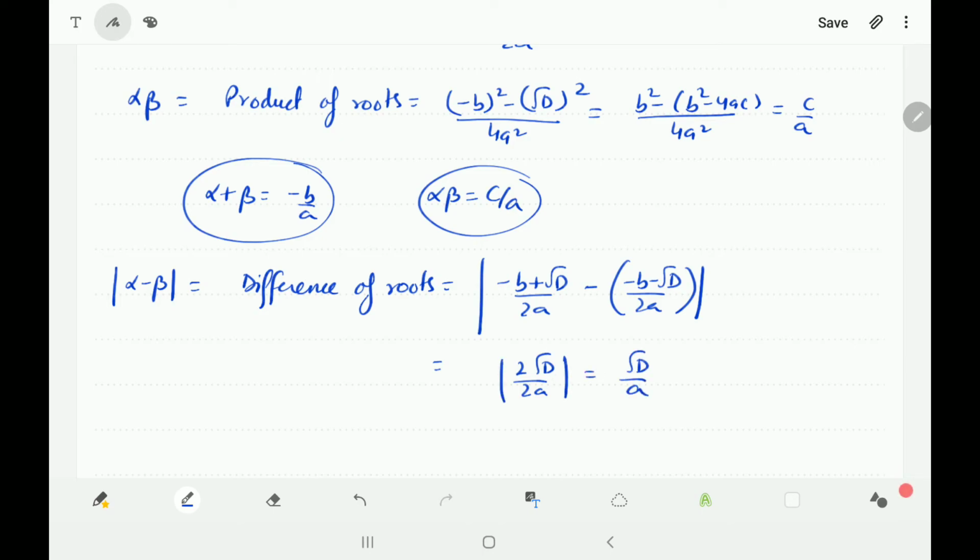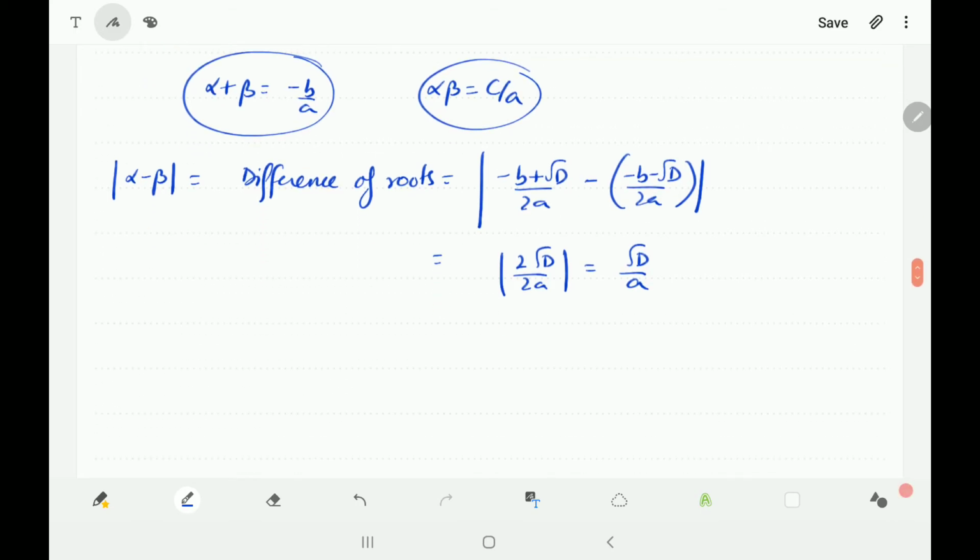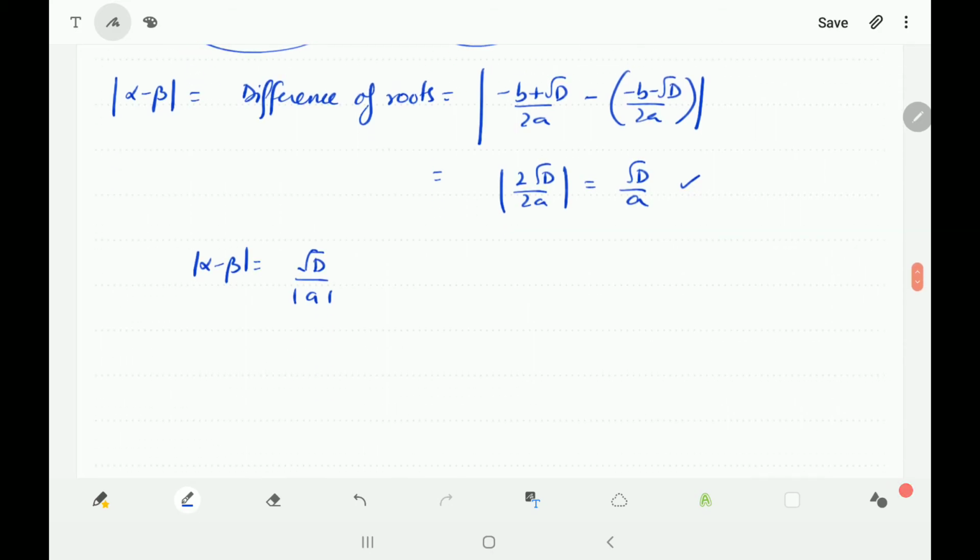So the difference of roots is also quite an important result, and it comes out to be root d by a, or you can write it as the difference alpha minus beta is root d by a modulus. Root d will be a positive output because it is under a root, and we are writing mod a because we have to consider the difference of roots as positive.